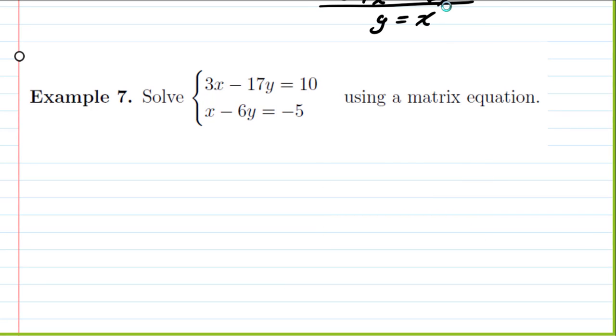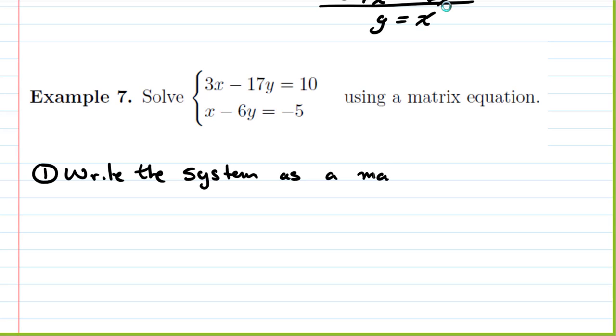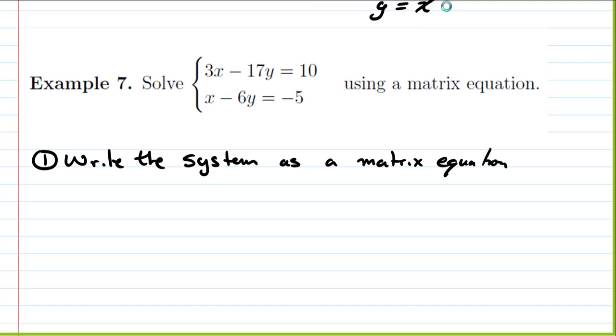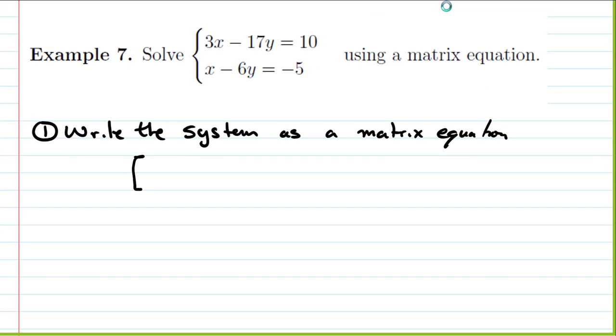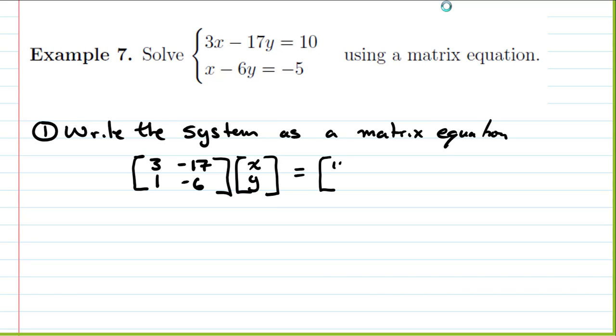So to solve using a matrix equation, the first thing we do is write the system as a matrix equation. So we'll have 3, 1, negative 17, and negative 6 times the column vector xy is equal to the column vector 10, negative 5.